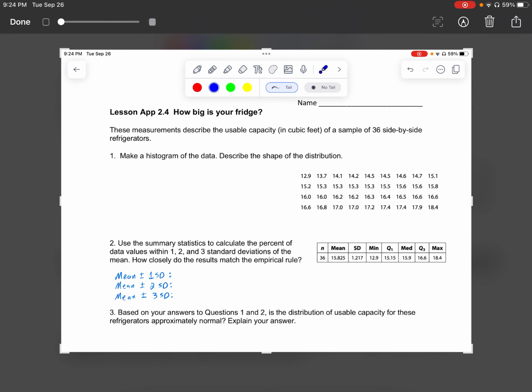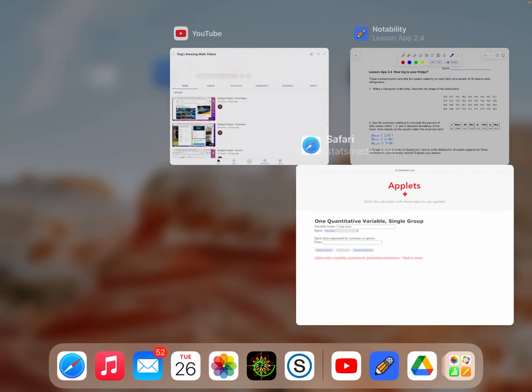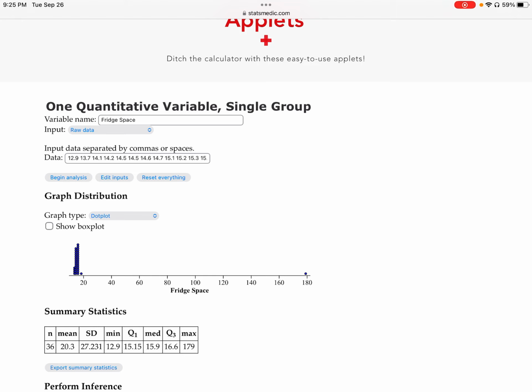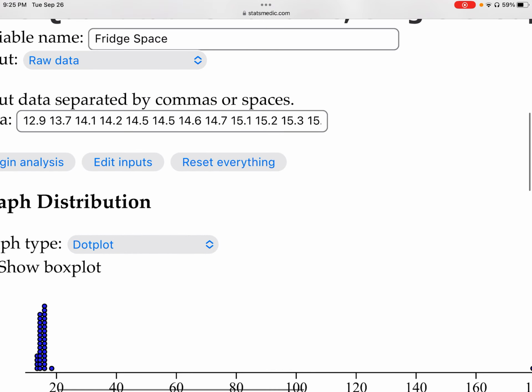Then you should be able to just highlight all the numbers, copy them. Pretty slick trick. And paste them in here. Now, there you go. Sometimes they don't translate perfectly. So if I hit begin analysis, this has been happening to me. I see that dot way out there all by itself, like 180. So I got to find that dot, and I think it's way out in the 17.